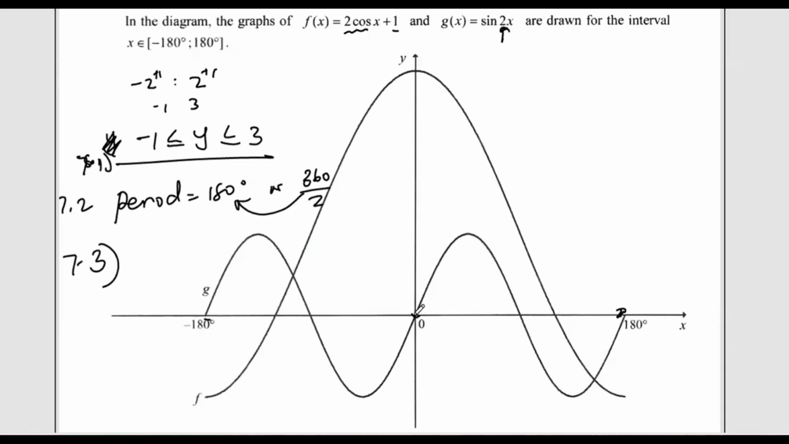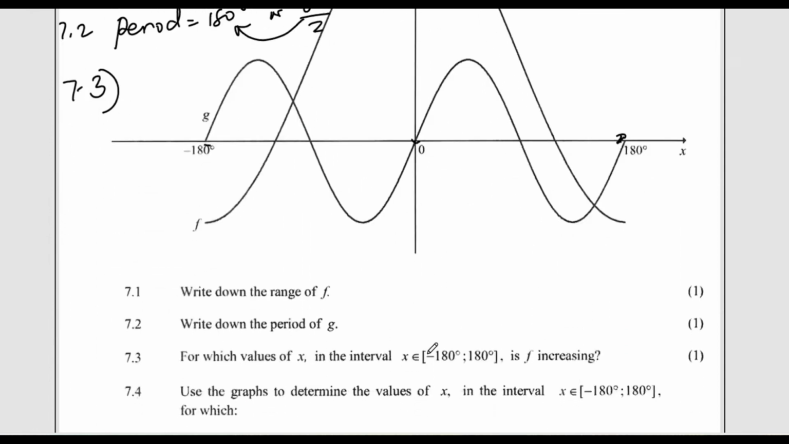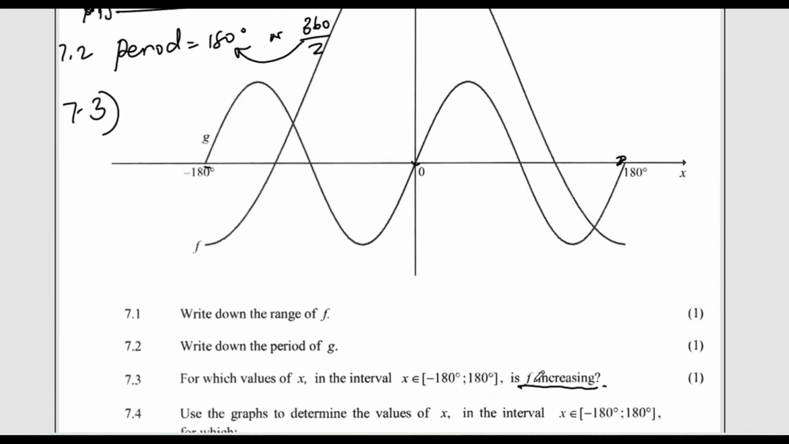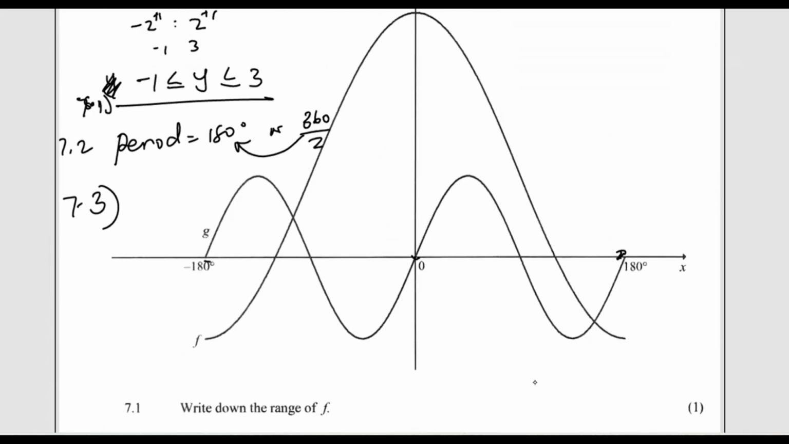And then 7.3, they want us to get the values of x in the interval for which f is increasing. So f is increasing from this point up to this point here. It's just increasing. So we're going to say that -180 is less than x and then less than 0. So we do not put the equal signs because at -180 and at 0, the graph is typically just changing direction. All right.